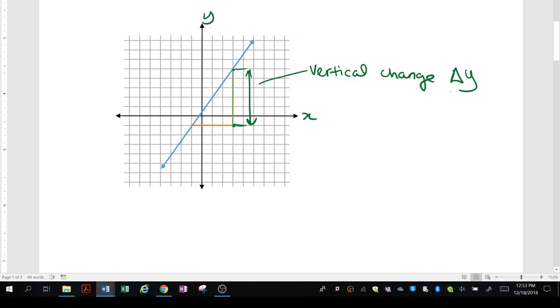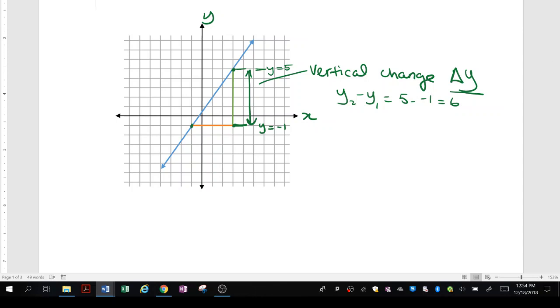Now we can find this value in two ways. We can take a look at the 2 points that are being represented. So from this point here, this is where y equals -1. And this point here, this is where y equals 5. And we can subtract this value for y minus this value for y. So that would be 5 minus -1, or 6. And that would be the change in y from here to here.